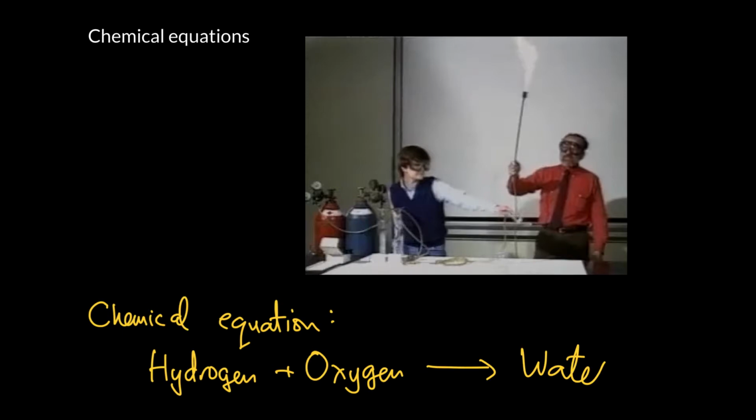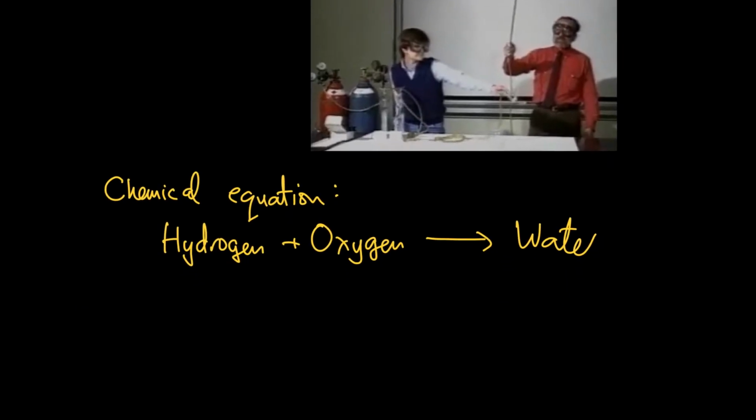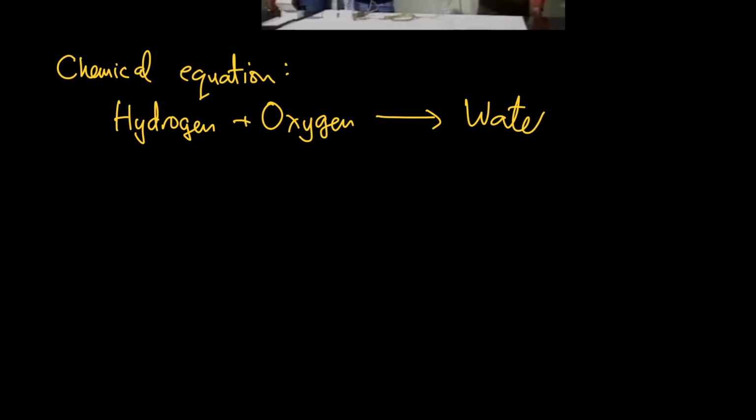And another way we can write this, we can turn it into a chemical equation, and we can write the symbols here. So hydrogen is a diatomic gas, so that means it's a molecule made out of two atoms. And oxygen is also diatomic, so we can write O2, and then it forms water, whose formula is H2O.